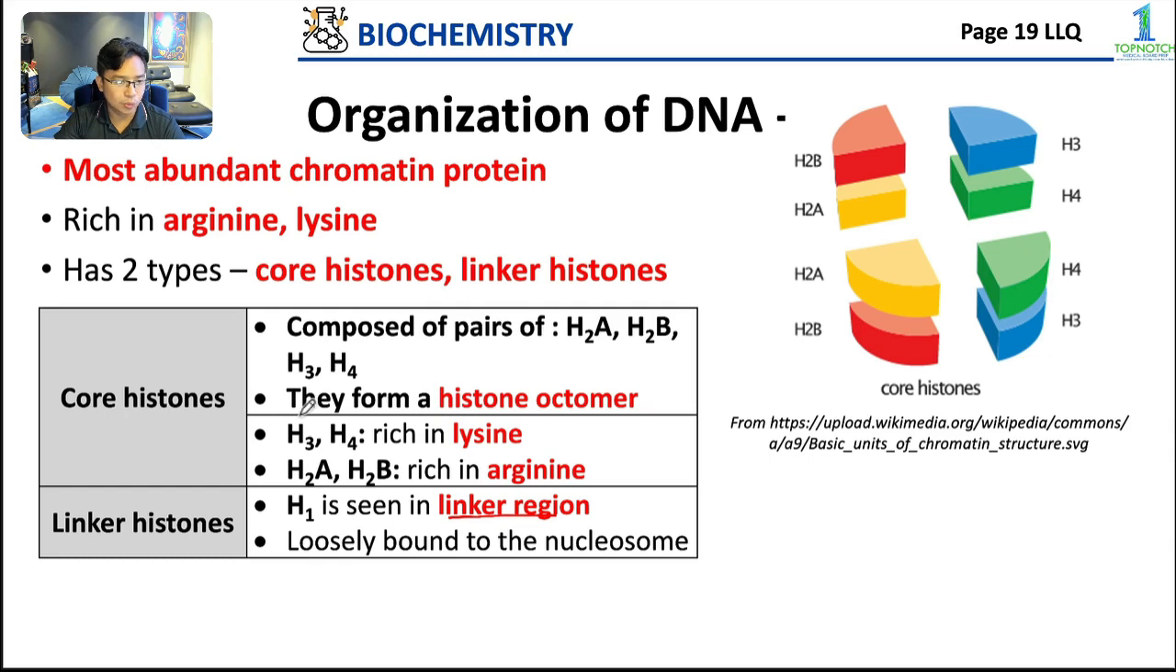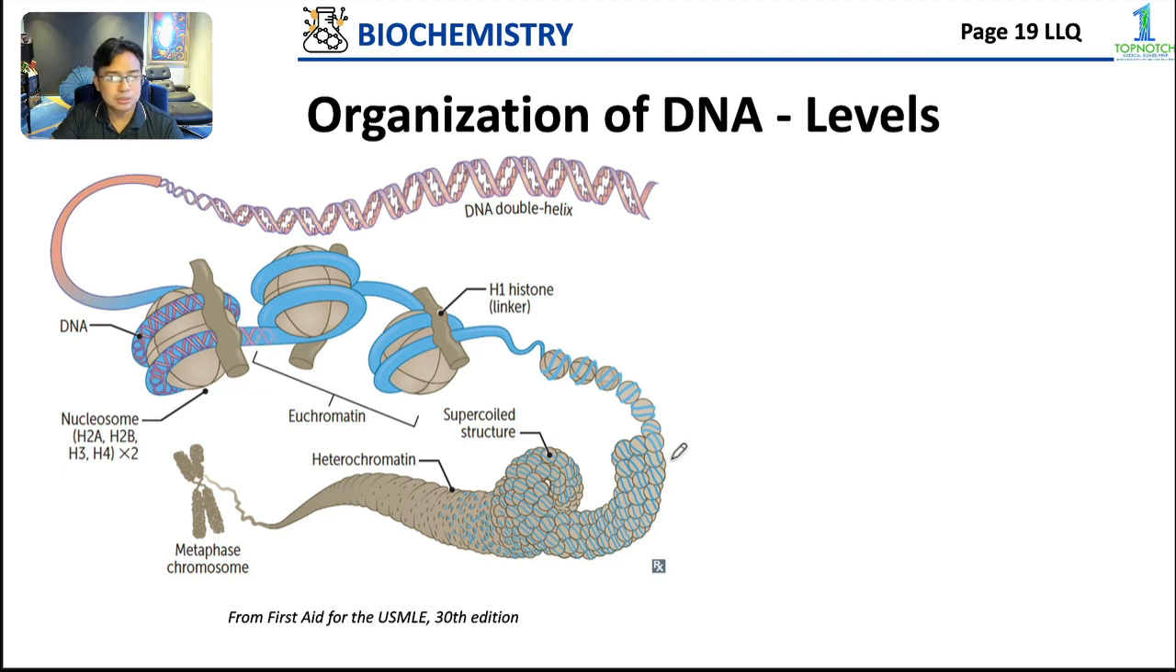H3 and H4 are rich in lysine, while H2A and H2B are rich in arginine. Now, kailangan sila kasi DNA of humans are very long. So, para mag-pack sila inside the small nucleus, you have to have your histone proteins. Now, levels of DNA organization are as follows.